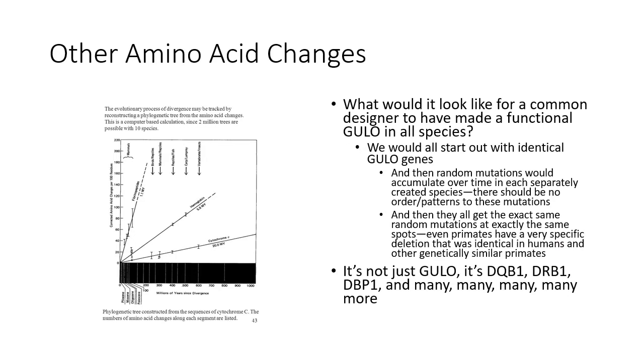There are a lot of different genes that you could look at. This is really hypothetical, so I don't necessarily like this question, but it's an interesting one: what would it look like for a common designer to have made a functioning gulo gene in all species? Well, we could start out with completely different sequences, and then over time humans lost ours because there wasn't high selection pressure in early hominid groups that lived in regions with a lot of vitamin C. We essentially lost it because there was no selection pressure on that gene, as we were getting it from food sources. Or we would all start out with identical gulo genes, but then random mutations would accumulate over time, and there should be no pattern to these mutations, but there are.